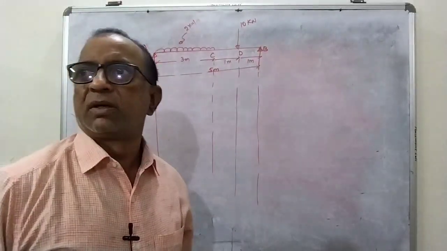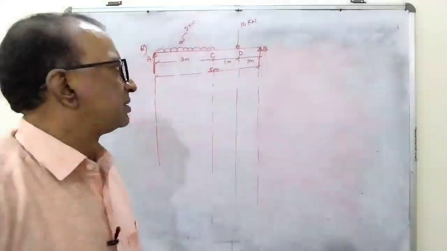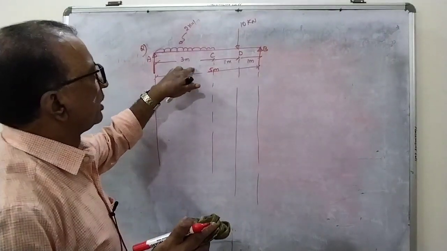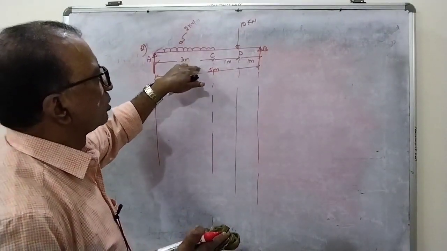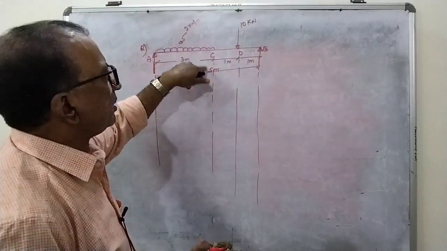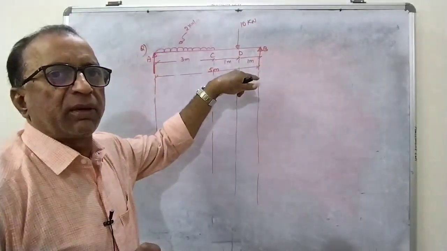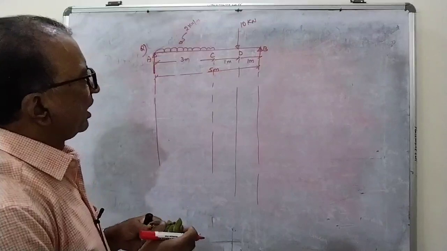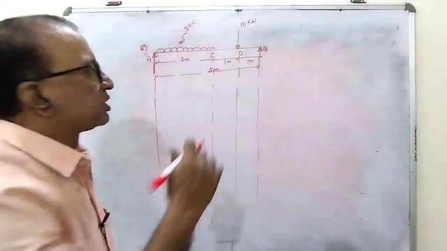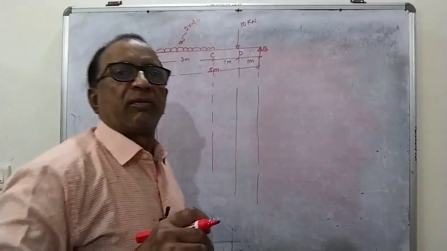Here, how is the loading? The loading is partially UDL here, for a partial length, थोड़ी length के लिए UDL है, और उसके बाद point load अमल कर रहा है यहाँ पे. So for this case, how to draw the shear force diagram? Let us see, 1 second.